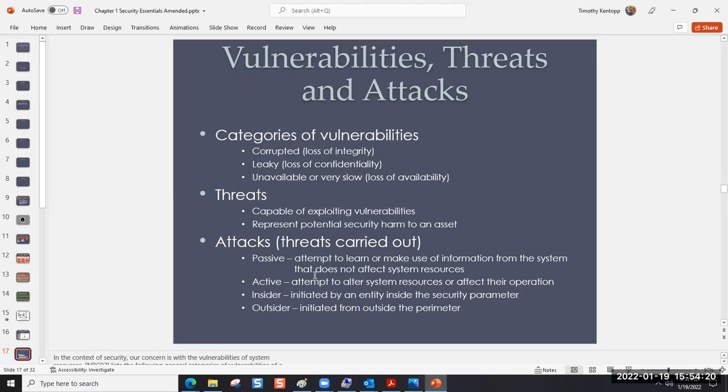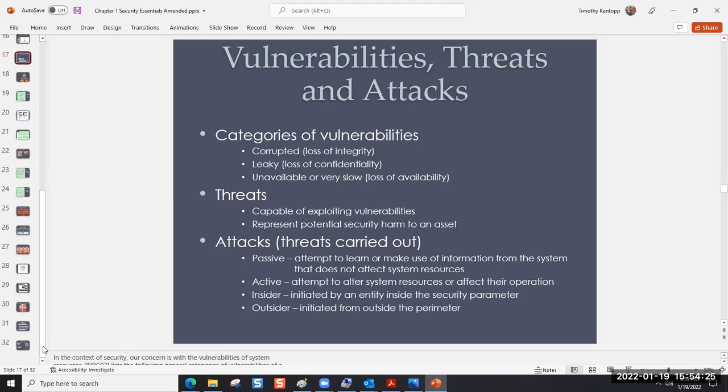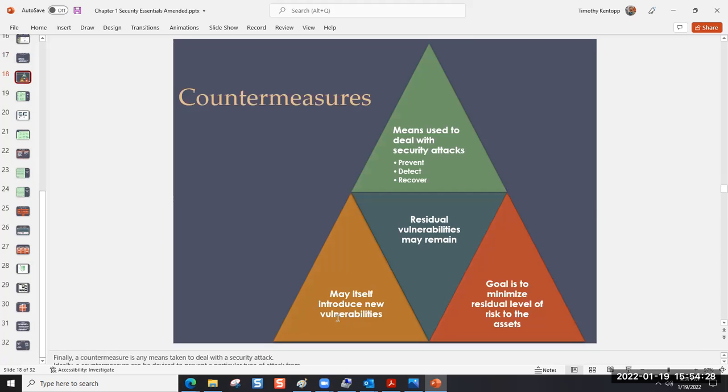Categories of threats and attacks. All right, so the author is reinforcing examples of their terminology on this matter. Countermeasures. Okay, so here's an important concept that you need to consider. Even if you apply measures or controls to eliminate or reduce exposures, there's usually some level of exposure that remains. Whenever you see the word vulnerability, I want you to think exposure. So a countermeasure may itself introduce a new exposure.